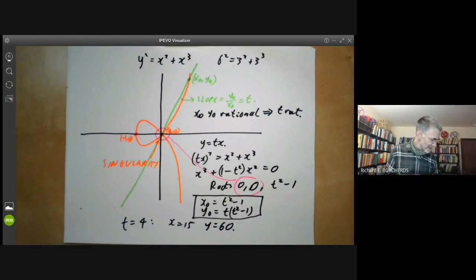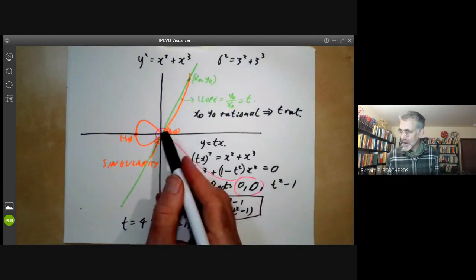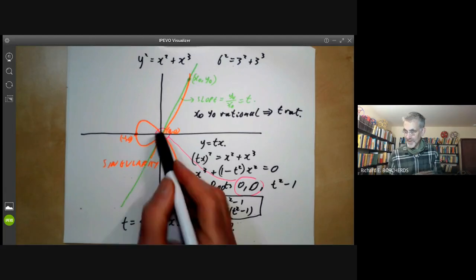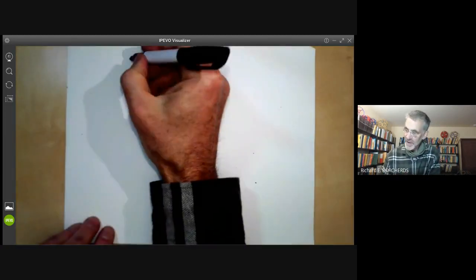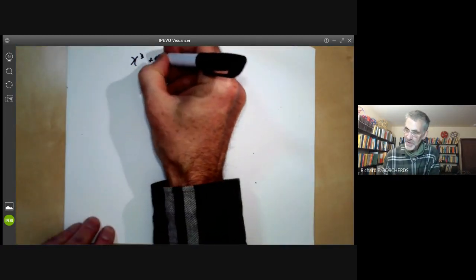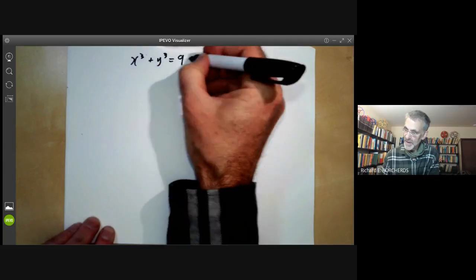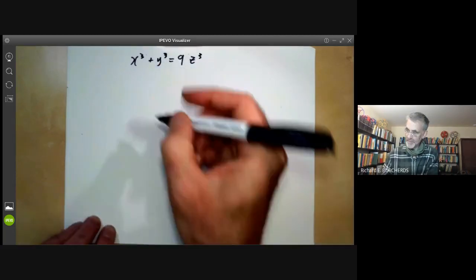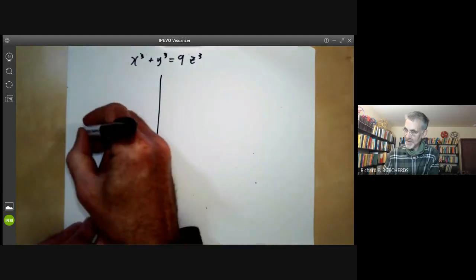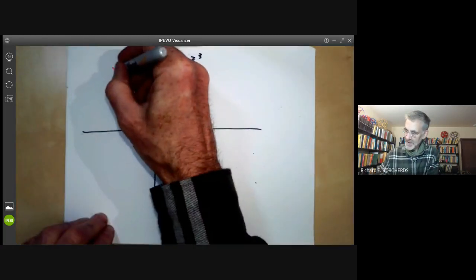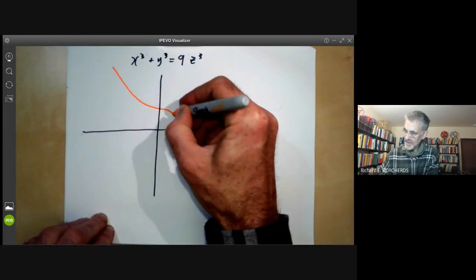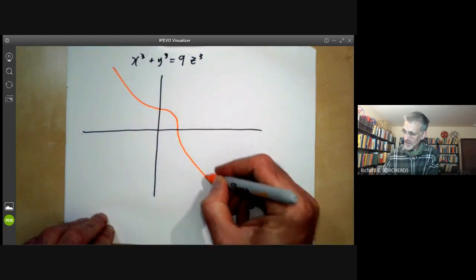Well, that cubic equation was particularly easy because it had a double point. What happens if you get a cubic equation without a double point? So let's try the example I mentioned earlier, x cubed plus y cubed equals 9 times z cubed. And as before, let's just sketch this to see what's going on. It looks something like this. It's got a sort of asymptote at y equals minus x, and it bends round like this.